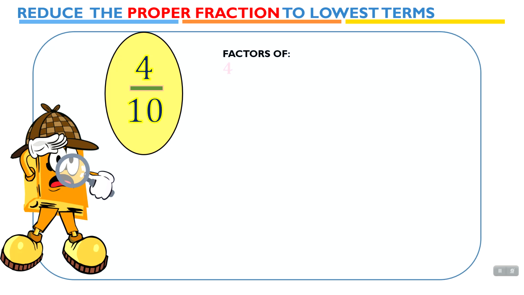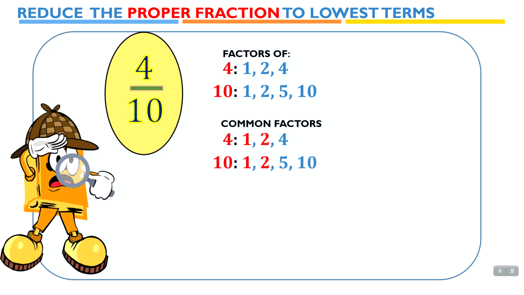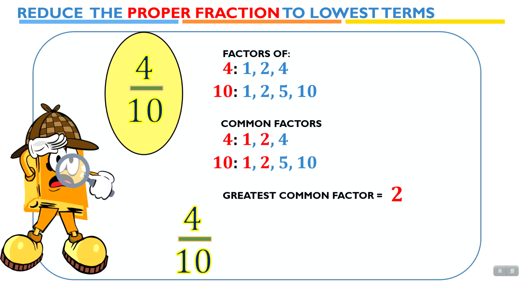4 over 10. We find the factors of 4 and the factors of 10. We can see that the factors of 4 are 1, 2, and 4, and the factors of 10 are 1, 2, 5, and 10. The common factors, those factors that are the same, are 1 and 2. And the greatest common factor is 2. So we take the number 2 and we divide 4 and 10 by 2. So 4 divided by 2 is 2, and 10 divided by 2 is 5. Now our answer is in lowest terms, 2 over 5.